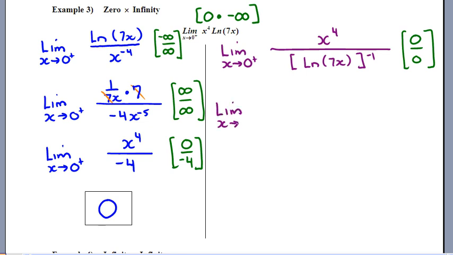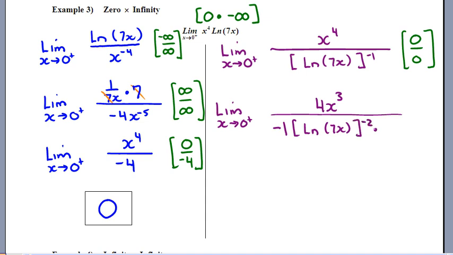All right, going for L'Hopital. Going to do a derivative of the top and a derivative of the bottom. And then we'll look at it again. The derivative of the top ends up being 4x cubed. That's pretty easy. The derivative of the bottom, kind of a chain rule. I got a negative 1, got this blob here, ln of 7x all to the negative 2. Then the derivative of what's going on inside here, that would be a 1 over 7x multiplied by a 7. And again, I can reduce the 7s.